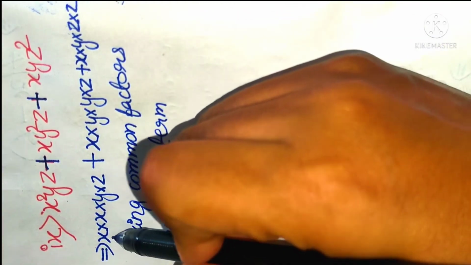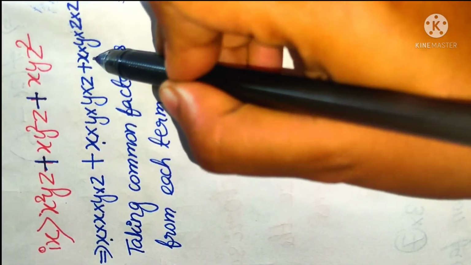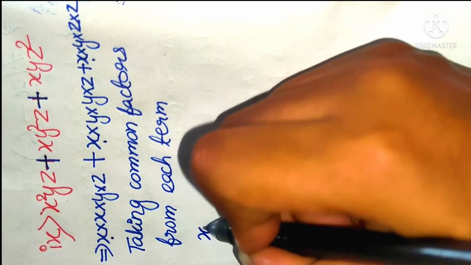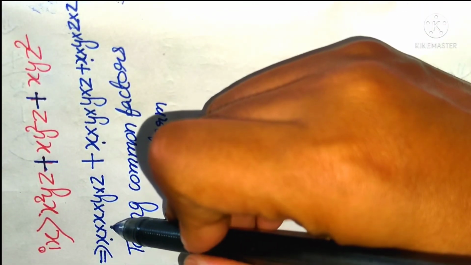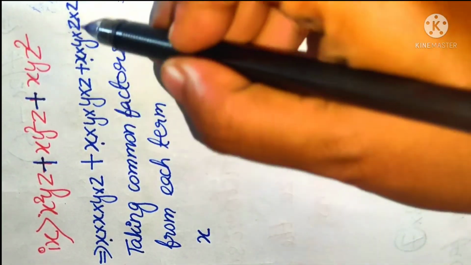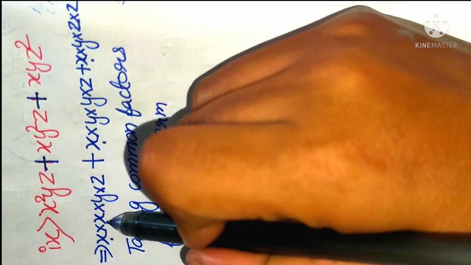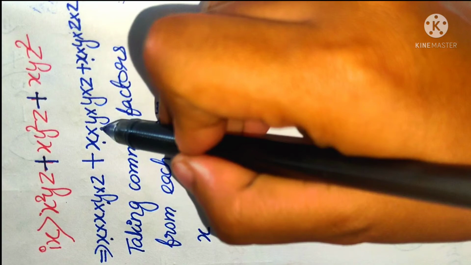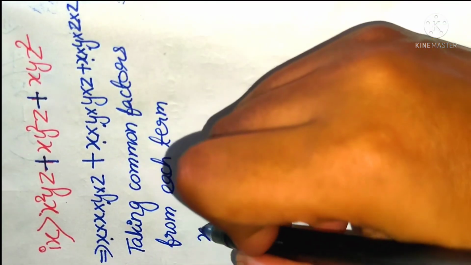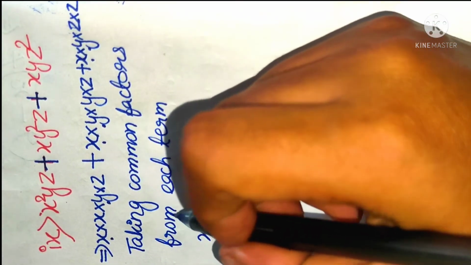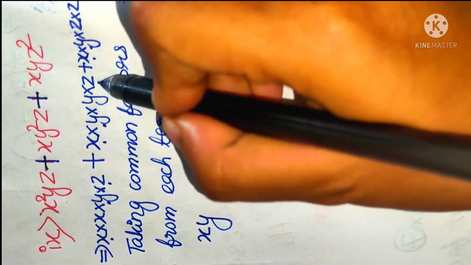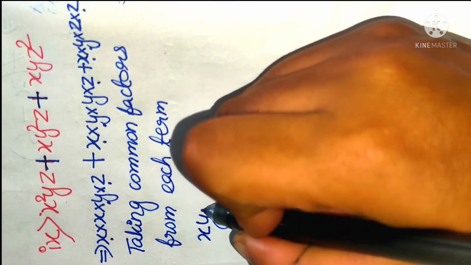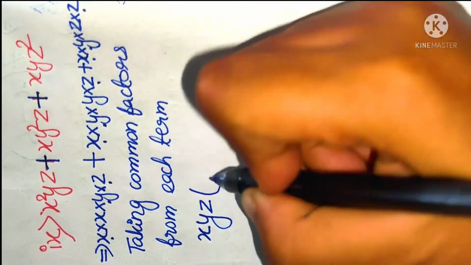Now we will take common factors from each term. Here we have x, here x, here x. So we can take x as the common factor. Here we have another x, here we don't have any more x, here also no more x. So we will not consider this as the common factor. Next we have y here, here also y, here also y. So we will take y as the common factor. Next we have z here, here one z, here one z. So z will also be considered as the common factor.